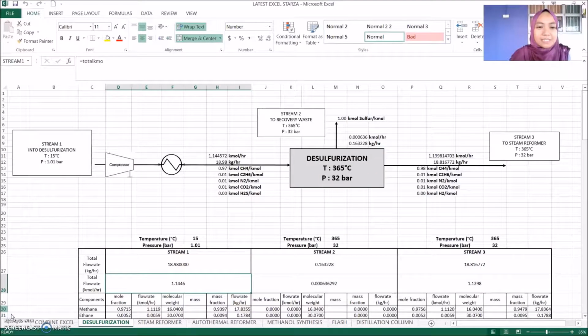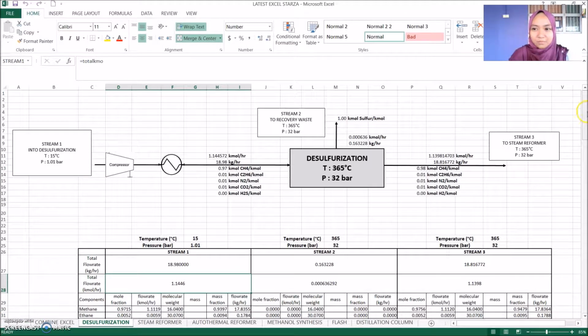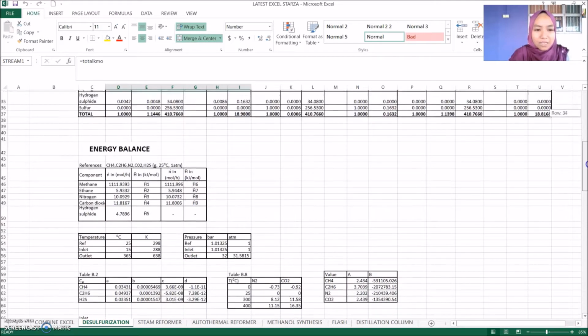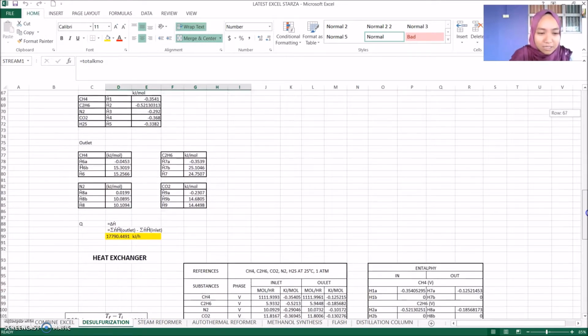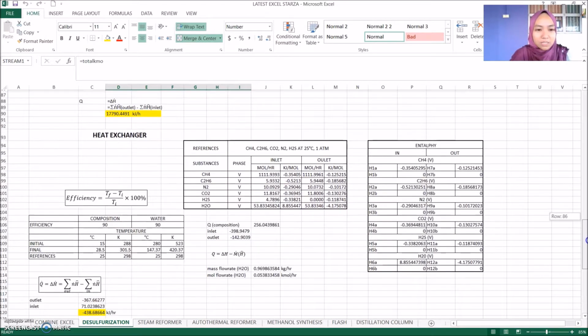This is the process flow diagram for desulfurization. Desulfurization temperature is 365 degrees Celsius and the pressure is 32 bar. There are compressor and heat exchanger before the desulfurization unit. For the energy balance calculation, the Q, which is delta H, is 117,790.4491 kilojoule per hour.